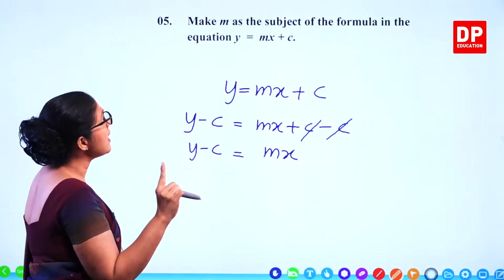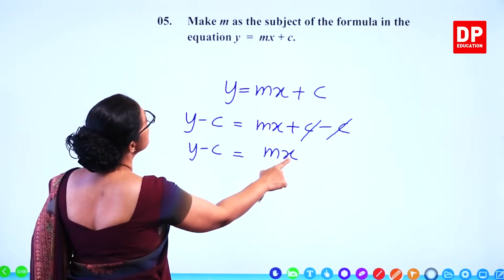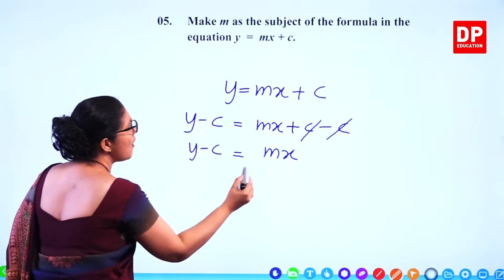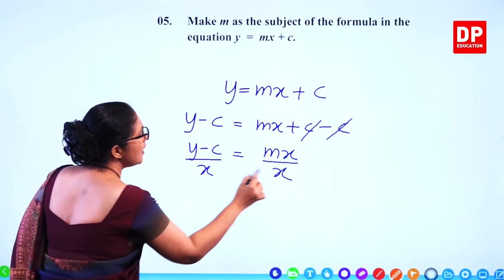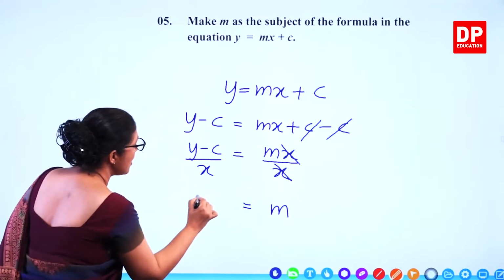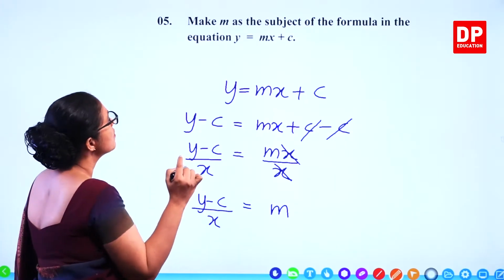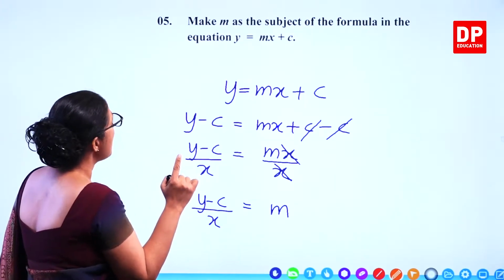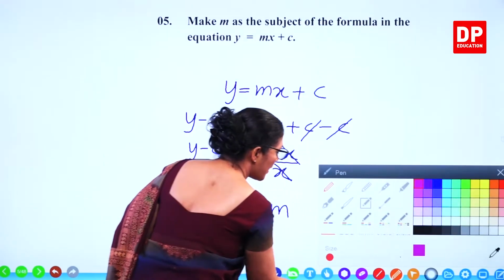Now we have to make m the subject. So you have to get rid of this x. What do we do? We can divide both sides by x. Then x gets cancelled out and you get m equals (y minus c) over x. So that's the answer. (y minus c) over x is m. So 2 marks for that.